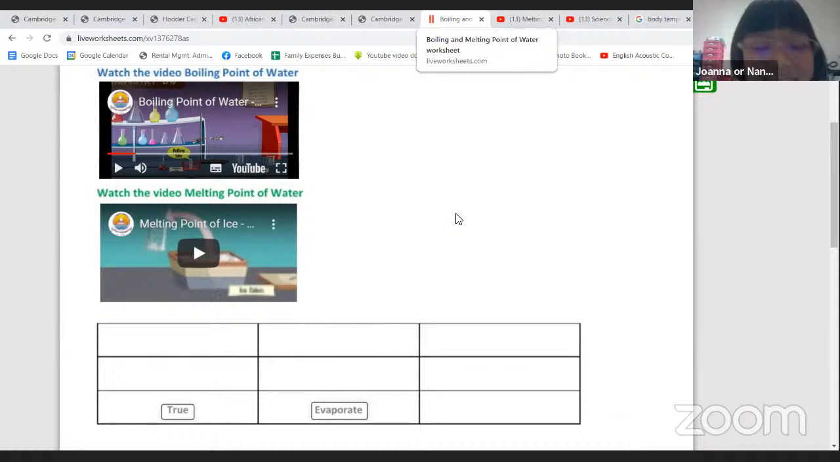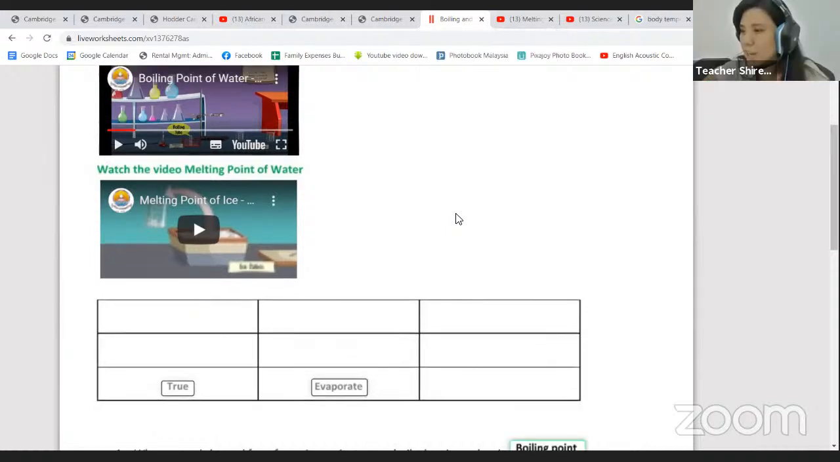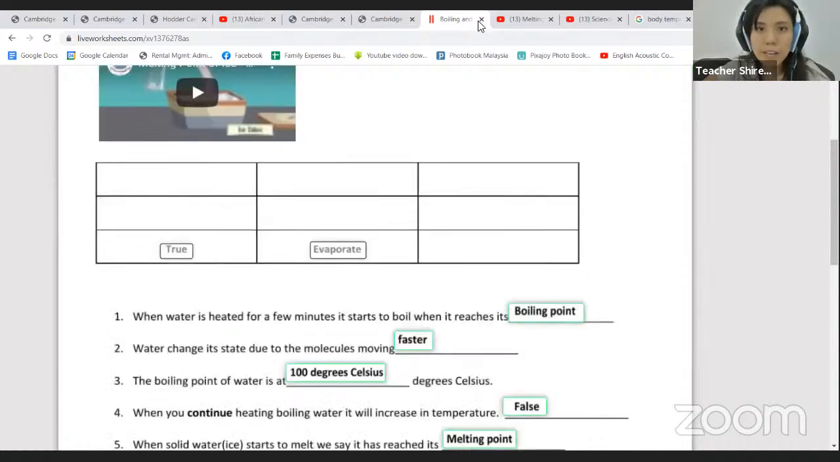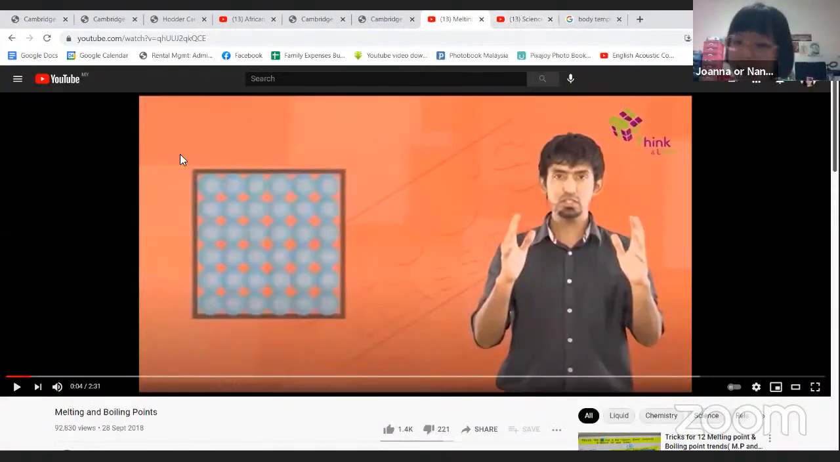Got it. Okay, so that's pretty much about melting point and non-melting point. Any questions on this? All right. Okay. Teacher have what role to play?